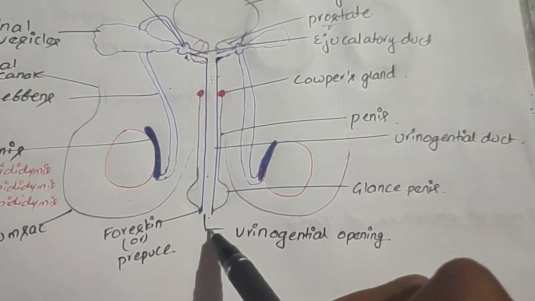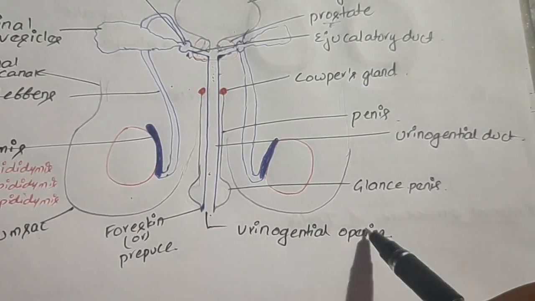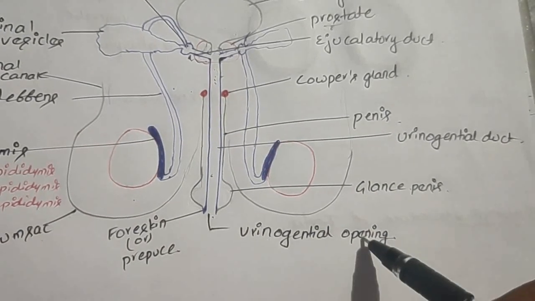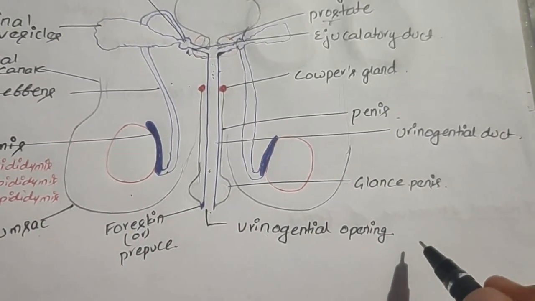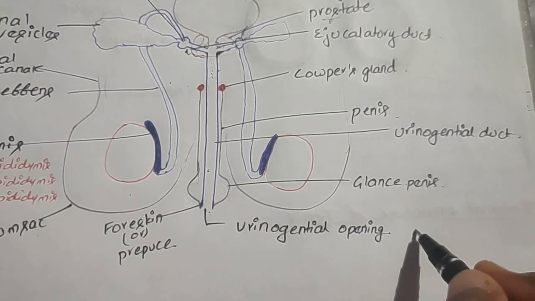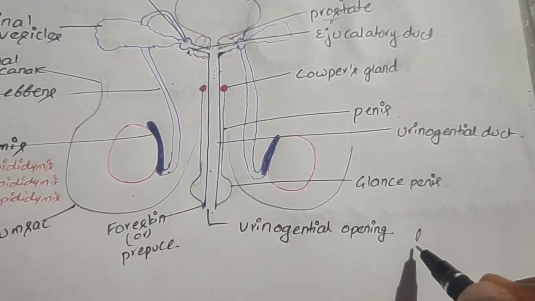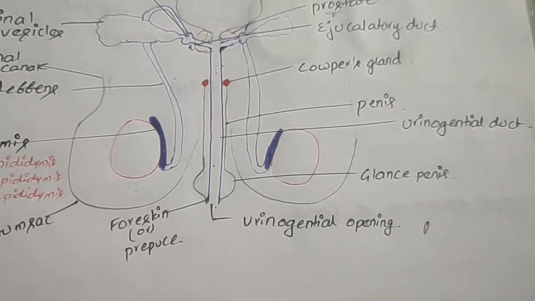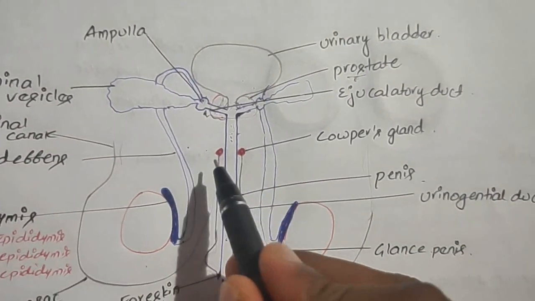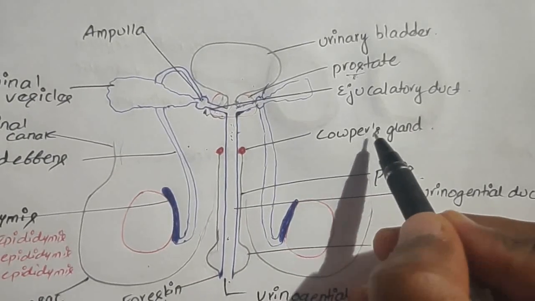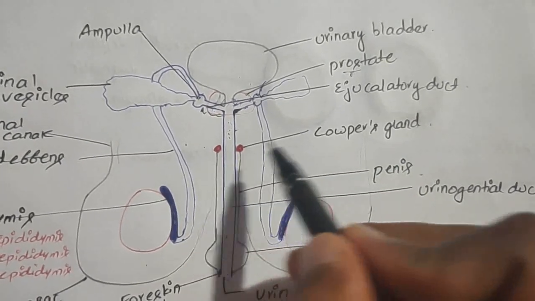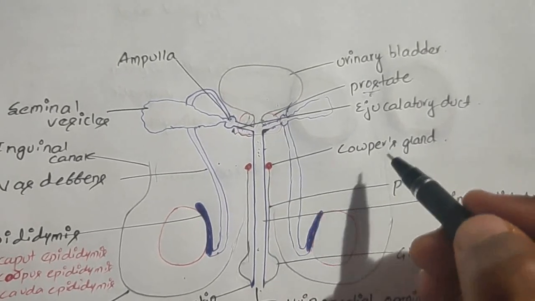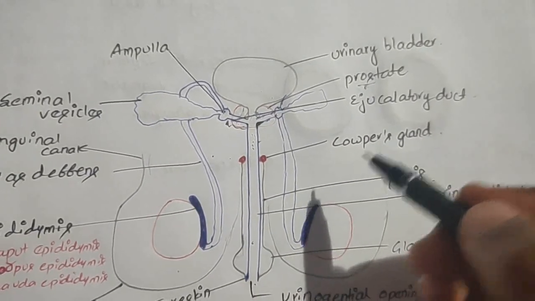and the opening is known as the urogenital opening, because this urogenital duct is actually opening there, so the name is urogenital opening. And the opening is not circular, it is a slit-like opening, oval shaped like a rugby ball. At the opening of the penis are the Cooper's glands, on both sides, and these Cooper's glands secrete mucus, and this mucus helps in lubrication during copulation.